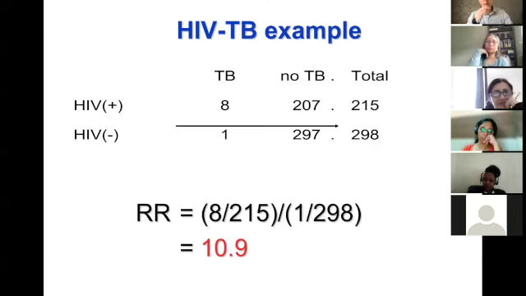Okay, our TB example with the 8 and 1 in the different numbers of cases, it's easy. 8 cases among 215 individuals, and in the non-exposed, in the HIV negative, one case in 298. It's so simple, very simple. And if you have a pocket calculator, you can easily identify that the relative risk here of developing a TB for HIV positive ones was more than 10 times higher.